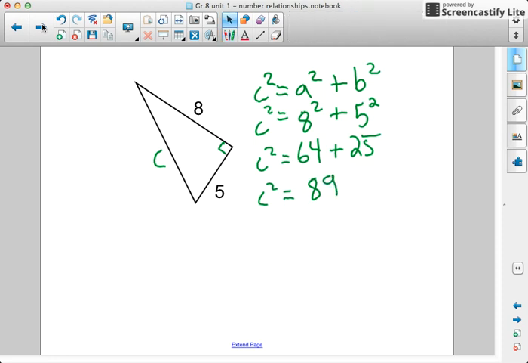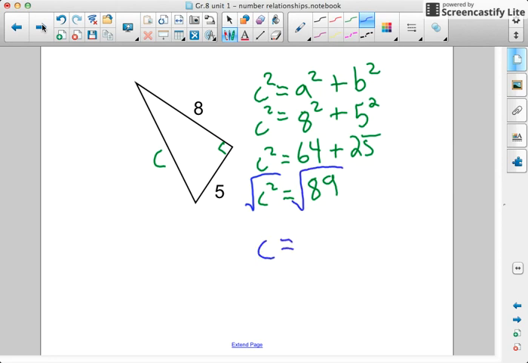Okay, so the area of that square connected to c is 89, so I need to take the square root of both of these. C is going to be approximately, this isn't an exact perfect square, it's between 81 and 100, which is between 9 and 10. So approximately 9.5 would be my hypotenuse length.